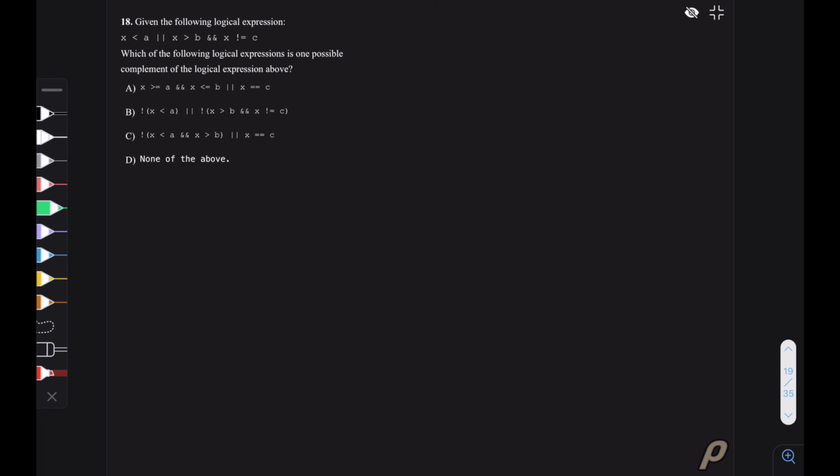Okay, 18. Given this logical expression, which of the following logical expressions is one possible complement of the logical expression above? Anytime you see these logical complement questions, I like to refer to something called De Morgan's law. This is something that's taught in sophomore level ECE courses, but I think it's very helpful for these types of questions because it's not too complicated of a concept. De Morgan's law is useful for finding what the complement of something is.